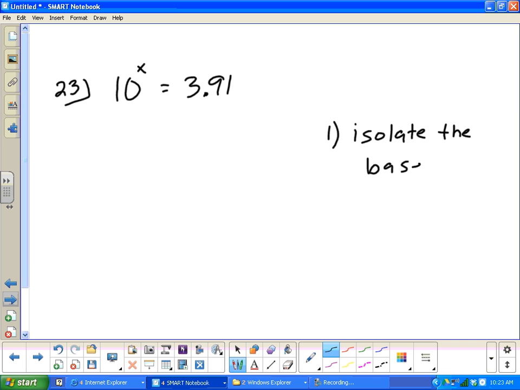So when I say the base, what's the base in this problem? 10. Okay? So I've got to make sure that base is by itself. Now it is. So if I was multiplying it by something, I would have to divide it. Okay. What if I was adding something to it, then I would have to subtract it. So I have to get it by itself. Now, after that, you're basically going to do this. You're going to take the natural log on both sides.